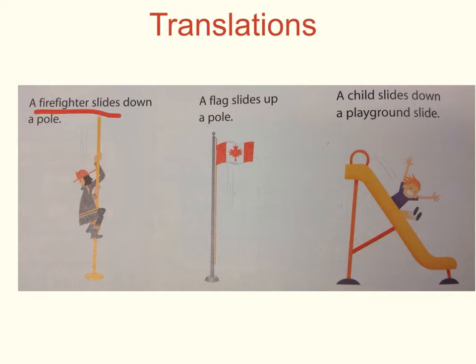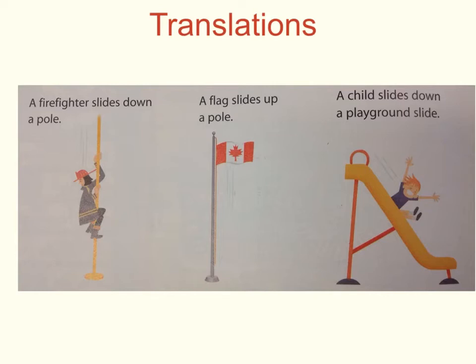A firefighter slides down a pole, and a flag slides up a pole, and a child on a playground slides down the slide. What's really important to know about a slide is that the beginning position and the end position are the same. So when this firefighter goes down the pole, he or she starts in this position and ends in the same position. The person doesn't get all twisted up and end up upside down when they get to the bottom of the pole. So they start and they finish in the same position.